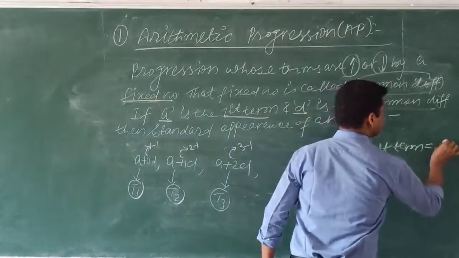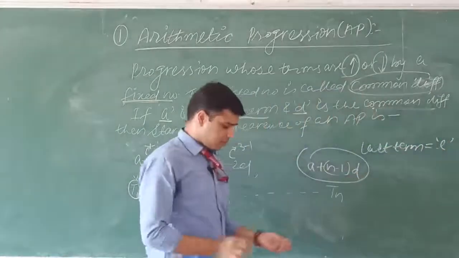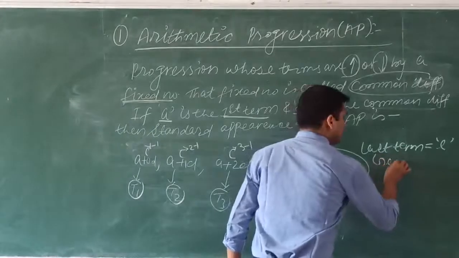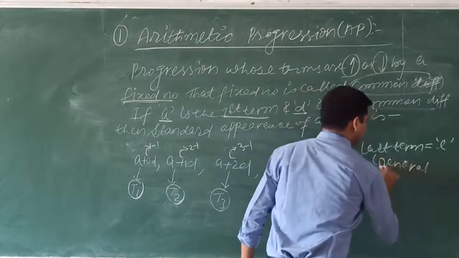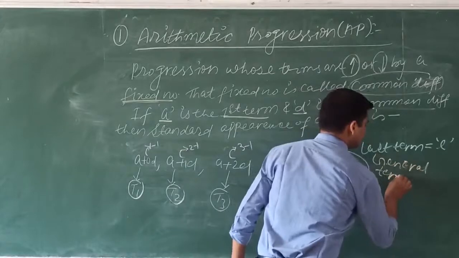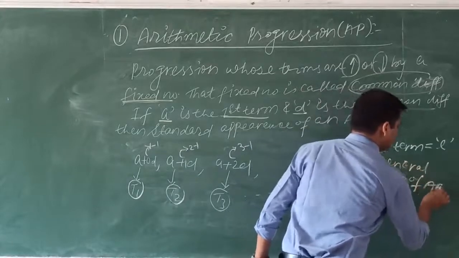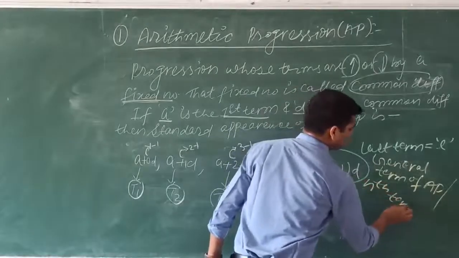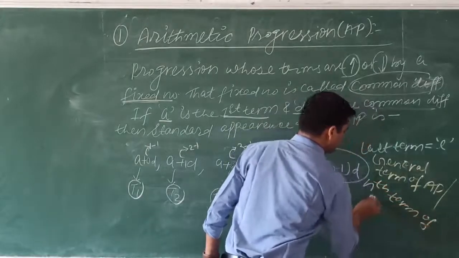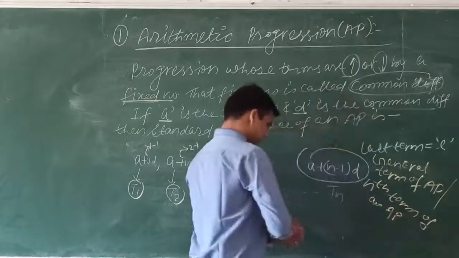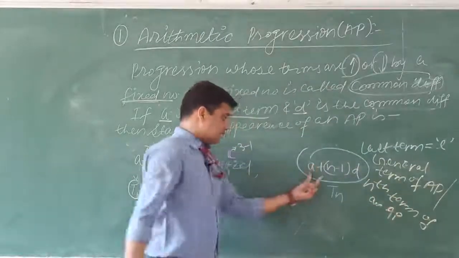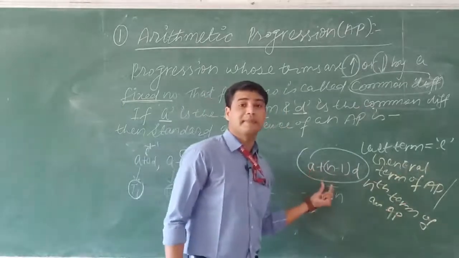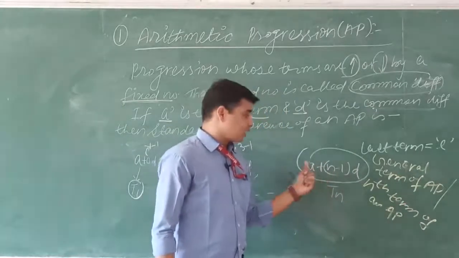It is denoted by a small l, or you can say this is the general term of an AP, or the nth term of an AP. So you can remember this, it is very, very important: the nth term of an AP, or the general term, or the last term of an AP, is A plus n minus 1 into D.